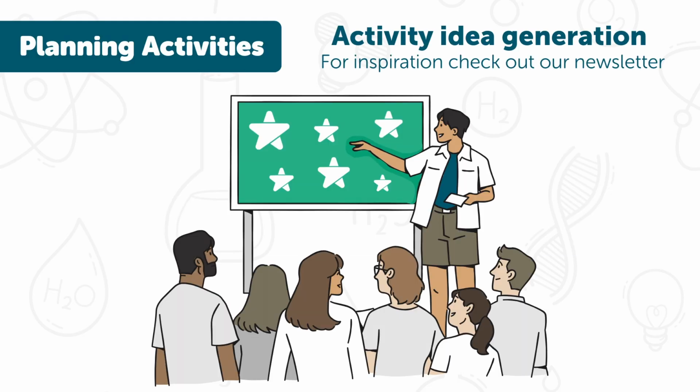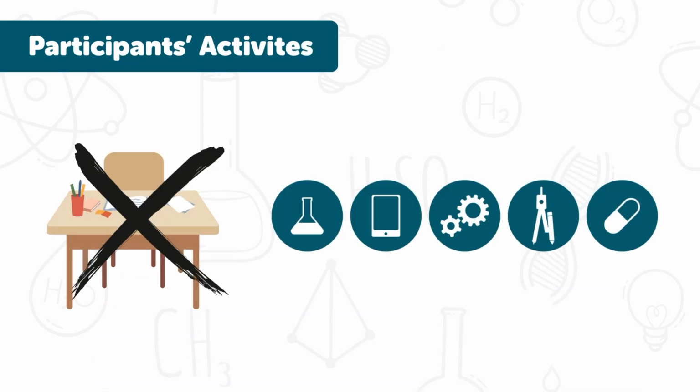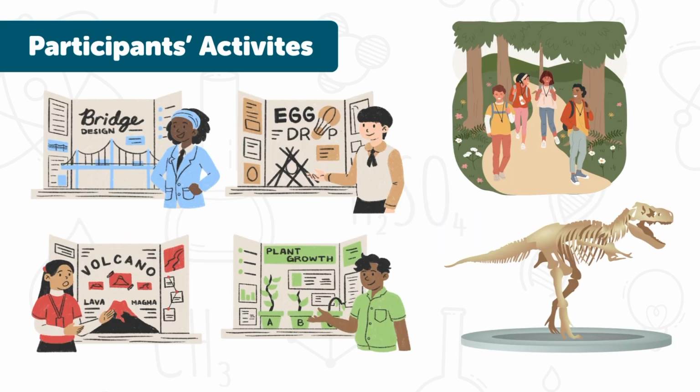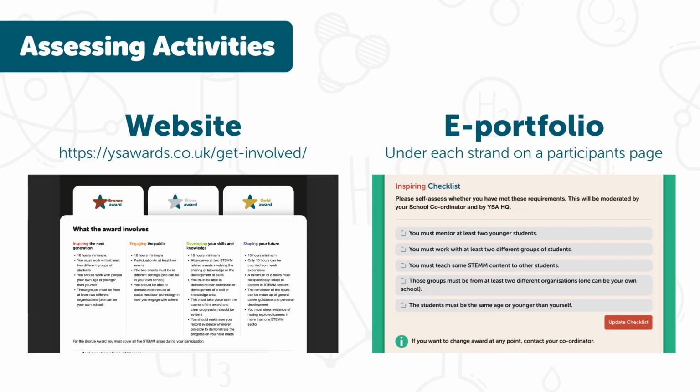It's up to you as their coordinator to decide how much help to give your participants in planning out their activities. You may suggest they work together in small groups to think of activities they could do in order to complete each strand. Activities must be extracurricular and involve STEM. Attending field trips, volunteering at open days and other activities that occur outside of the classroom but inside of school can count. Activities should align with one of the 4 core YSA strands, which each have their own criteria. These are listed in the ePortfolio and on the website.